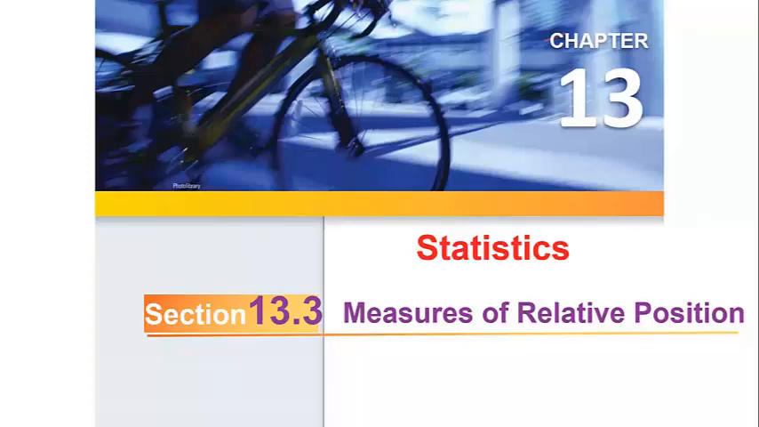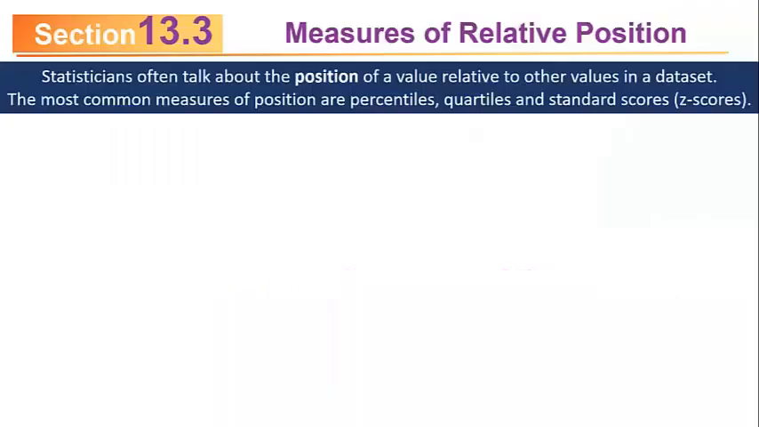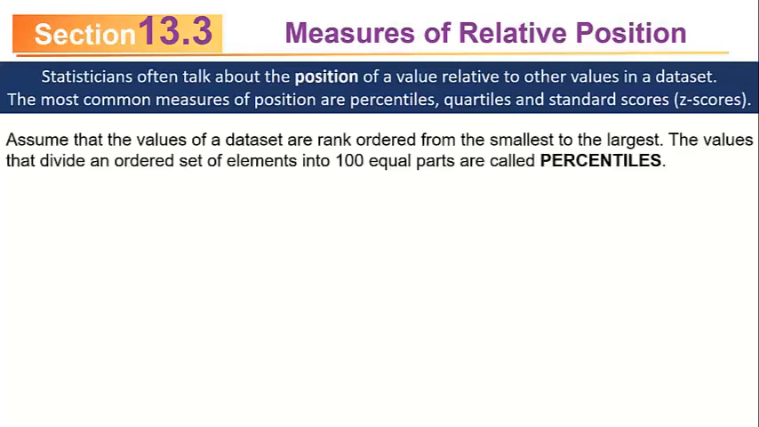Section 13.3 is called Measures of Relative Position. Statisticians often talk about the position of a value relative to other values in a data set. The most common measures of position are percentiles, quartiles, and standard scores, which are also called z-scores. Assume that the values of a data set are rank ordered from the smallest to the largest.